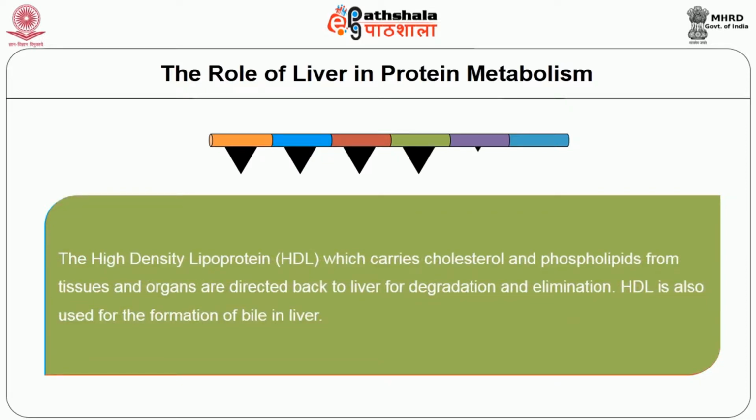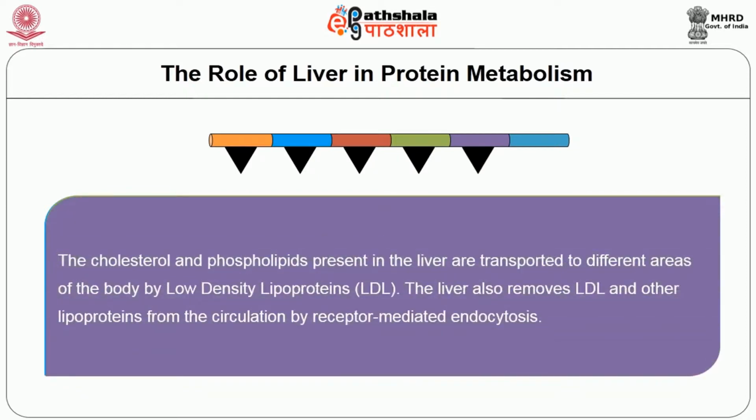The high-density lipoprotein, which carries cholesterol and phospholipids from tissues and organs, is directed back to the liver for degradation and elimination. High-density lipoprotein is also used for the formation of bile in the liver. The cholesterol and phospholipids present in the liver are transported to different areas of the body by low-density lipoproteins. The liver also removes low-density lipoproteins and other lipoproteins from circulation by receptor-mediated endocytosis.